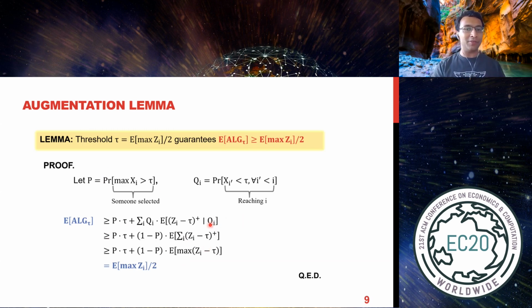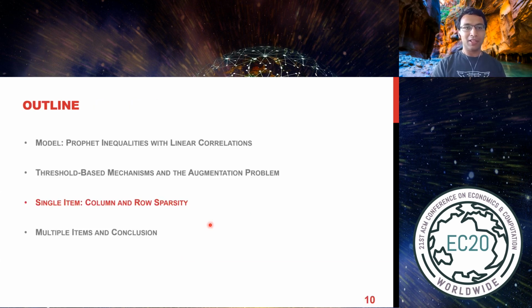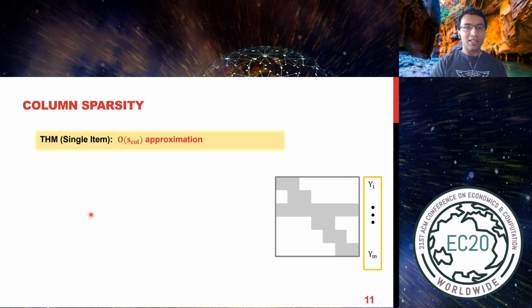However, they do hurt you for the median threshold. Good. So now what's the idea for our column and row sparsity results for the single item? So the single item result, let's recall, was a min of column sparsity and row sparsity approximation. Let's separately first obtain an algorithm which gets you column sparsity, and then we'll do row sparsity also. And in general, we'll get the min of the 2.